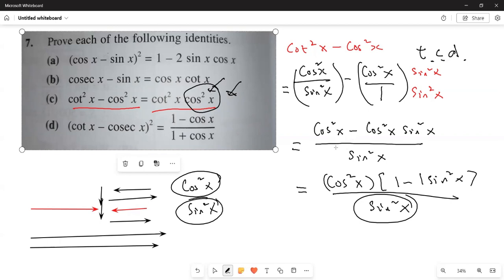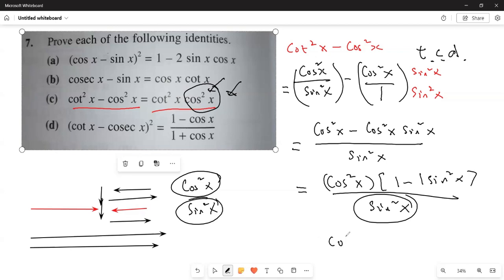If you get stuck here, how do you know you need to factorize? Take a look at the right-hand side. The right-hand side already has your cosine square, right? So you understand you need to factorize. So once you factorize, you get the answer. So that is the answer already. Isn't it? Correct now? Because cosine over sine is cotangent.